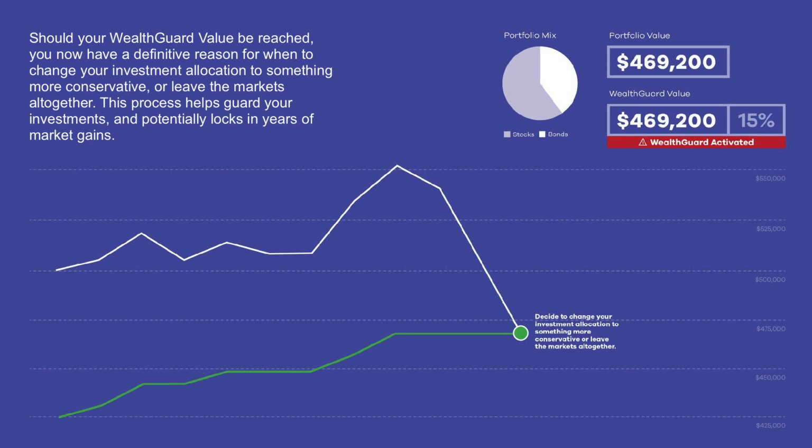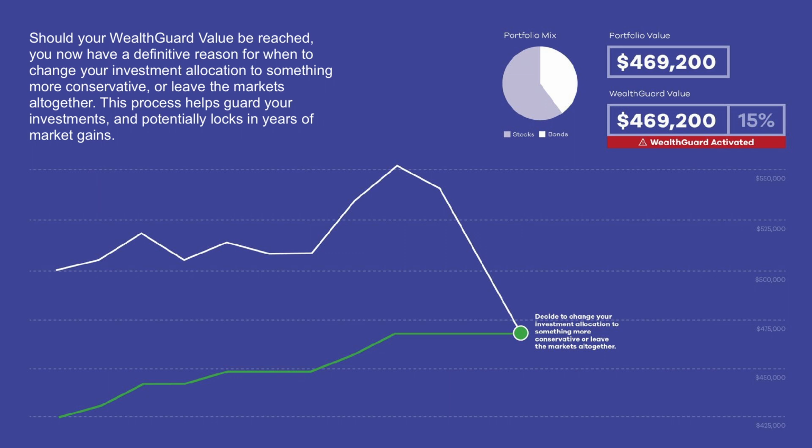So going on to the next one, this kind of shows you as your account has grown a little bit and starts to lose value, your wealthguard value stays the same because the wealthguard value tracks the highest points of your portfolio. So as your market portfolio value starts to lose value, you can see that it goes into a warning system that will warn you and your advisor of the decline within your portfolio.